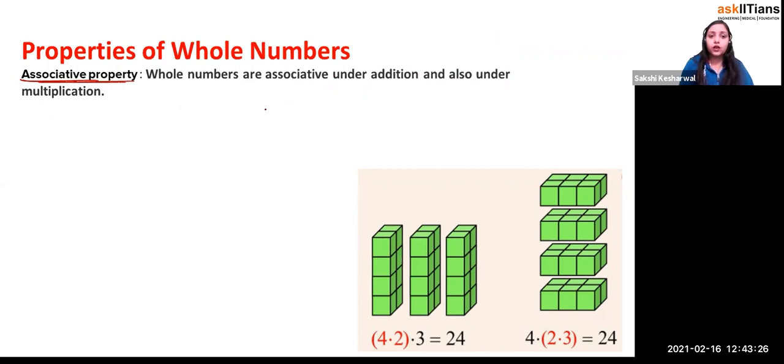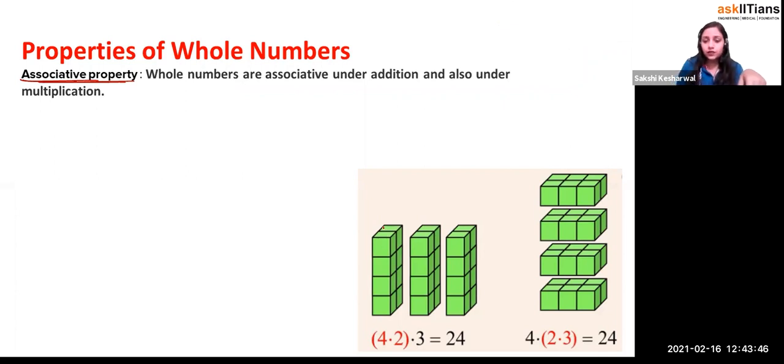Associative property means what? You will be saying, ma'am, every time you say it for whole numbers. Yes, whole numbers are generally associative under addition and multiplication only. It's not associative with subtraction and division. I'm just showing you the examples also, why not, right? So just take an example over here.